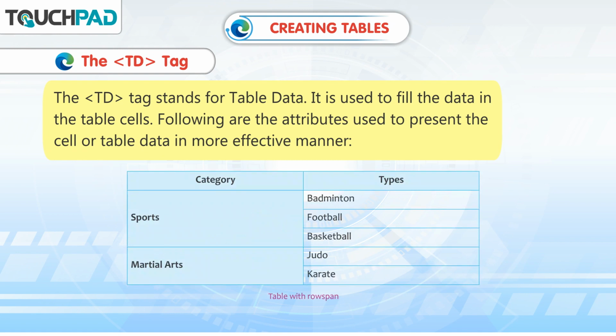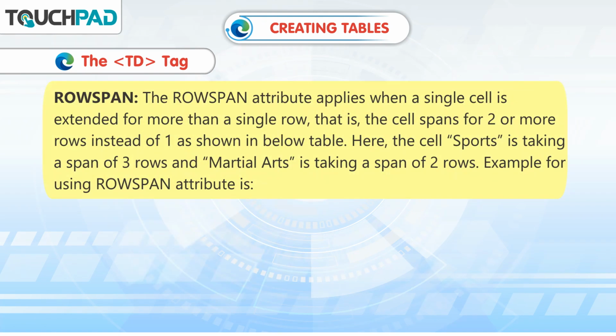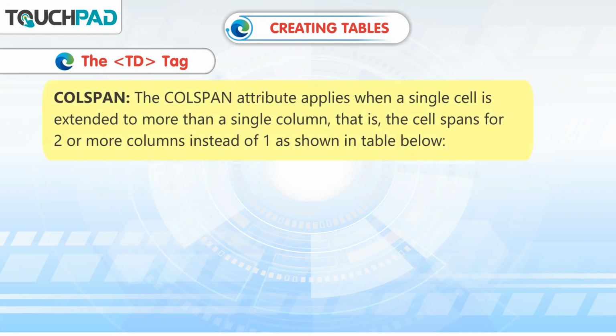Following are the attributes used to present the cell or table data in a more effective manner. Row span. The row span attribute applies when a single cell is extended for more than a single row. That is, the cell spans for 2 or more rows instead of 1, as shown in the below table. Here, the cell sports is taking a span of 3 rows and martial arts is taking a span of 2 rows. Example for using row span attribute.